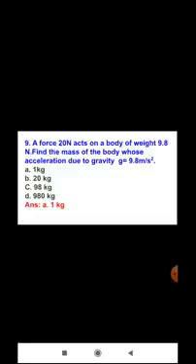Now, next question. A force of 20 Newton acts on a body of weight 9.8 Newton. Find the mass of the body whose acceleration due to gravity g is equal to 9.8 meter per second square. A force of 20 Newton acts on a body of weight 9.8 Newton. Find the mass of the body whose acceleration due to gravity g is equal to 9.8 meter per second square.